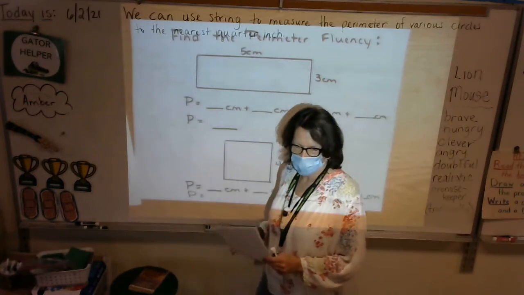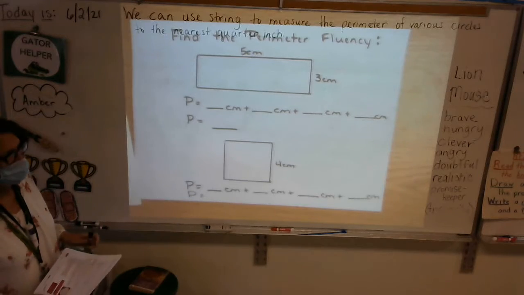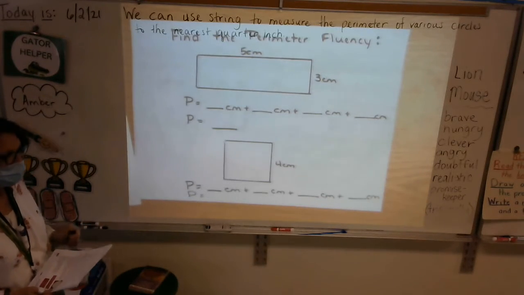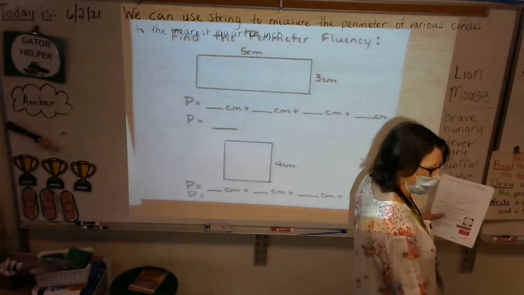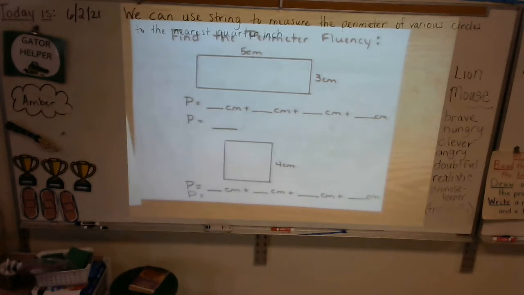Put your hand on your head when you're done. Label the missing sides and complete the number sentence to find the perimeter.